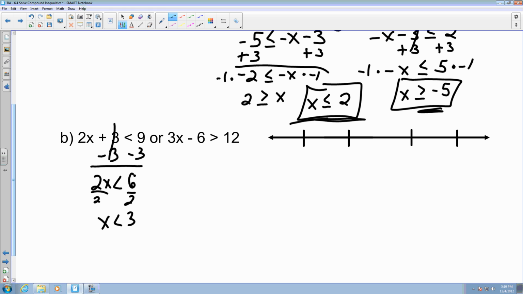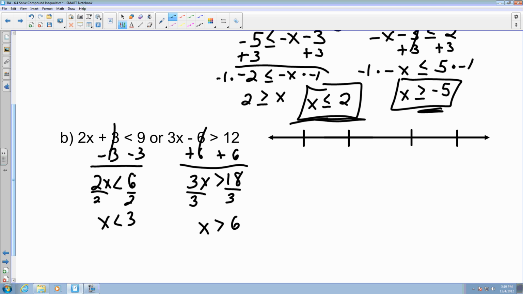So let's look at this one where we got 3x minus 6 is greater than 12. I'm going to add 6 to both sides. That cancels that out, so now I have 3x is greater than 18. I'm going to divide both sides by 3, which then gives me x is greater than 6.